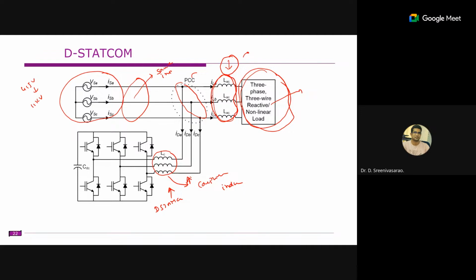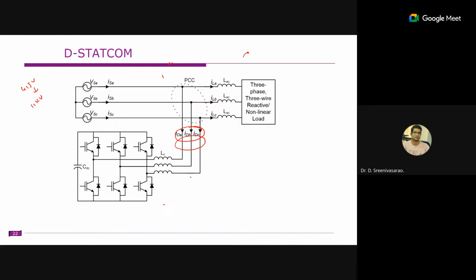Depending on the application, for example 11 kV applications, we normally have a transformer to step down. If it is an 11 kV system, we would need to design the D-statcom for 11 kV, which may be costly. Therefore, we normally have an 11 kV to 415 volts or 3.3 kV transformer, and from the transformer secondary terminals we can connect the D-statcom.